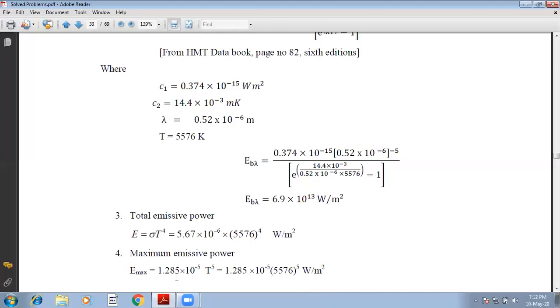As well, in some cases, you may also be asked to calculate the maximum emissive power, which is given by the equation 1.285 into 10 raised to minus 5 into T to the power 5, where T should be in absolute scale. That is 5576 to the power 5.